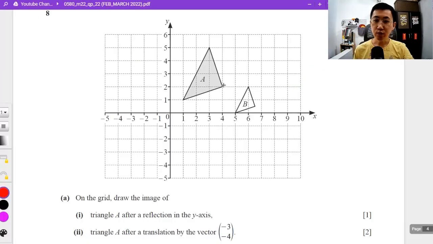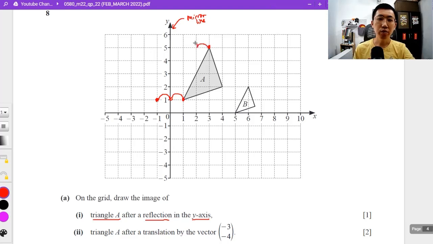Question 8, transformation. Okay, so let's do A. On the grid, draw the image of number 1, triangle A after a reflection in the y-axis. So you need to read very carefully. Focus on triangle A after reflection in the y-axis. So this is your mirror line. Okay, the y-axis is here. This is your mirror line. Alright, so focus on triangle A, 1 box gap, it's going to be reflected 1 box gap. So this is the vertex. You do vertex by vertex. Vertex means corner. Okay, so let's do this corner right now.